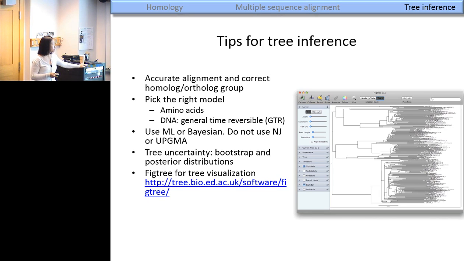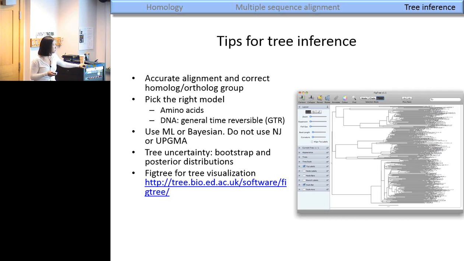And also picking the correct model is important, especially when some of the nodes lack information. Sometimes one person gets one topology, the other person gets the other one. It's because they have different models. As I said, a lot of the models are old and from a small database, and sometimes it might make sense to estimate your own substitution model based on your group of species.